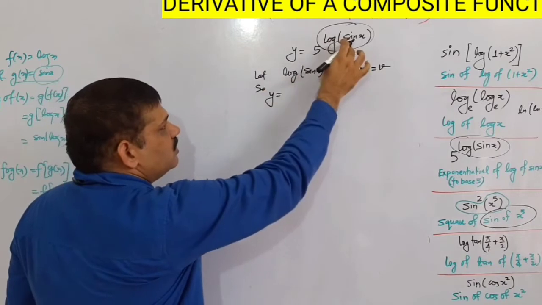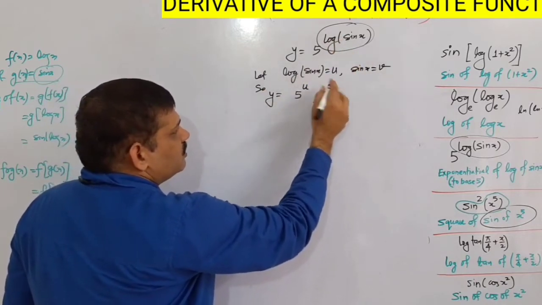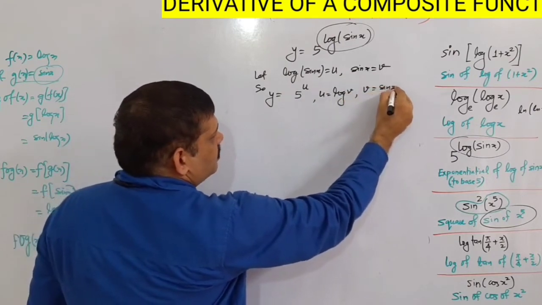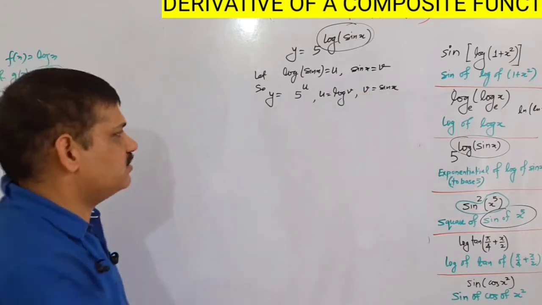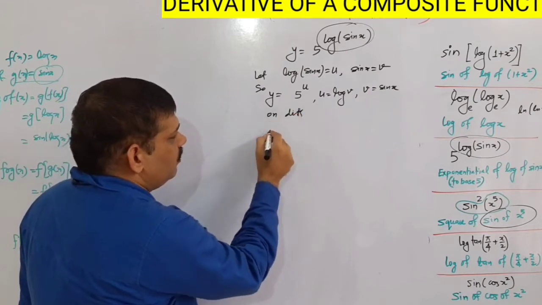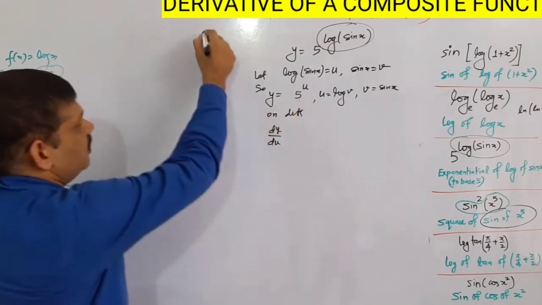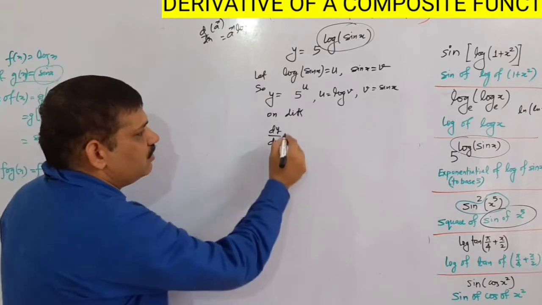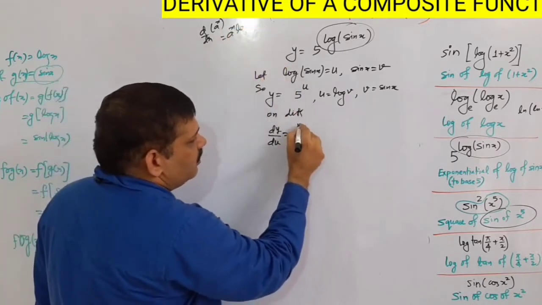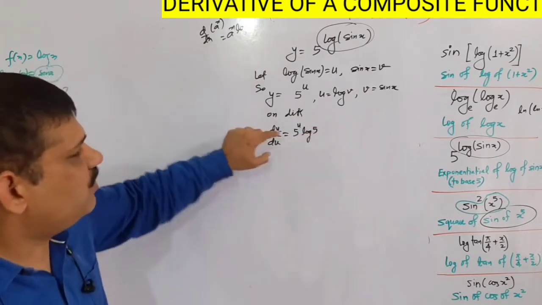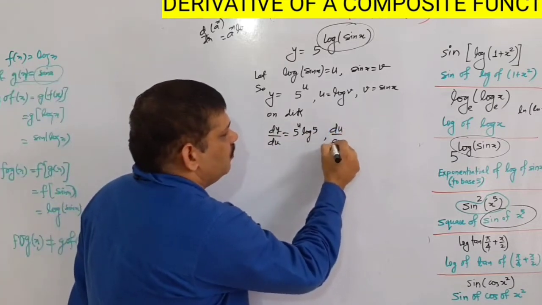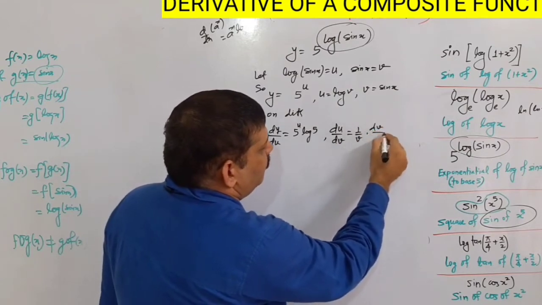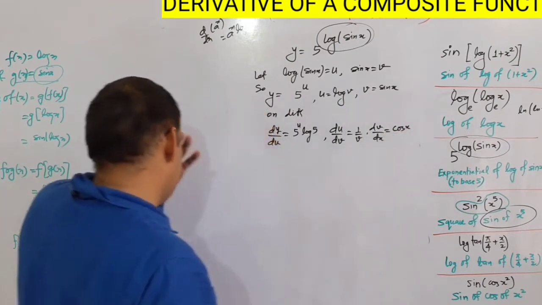So now y becomes 5 raised to u. If I use sine x is equal to v, then u is equal to log v, and v is actually sine x. So y depends on u, u depends on v, and v depends on x. On differentiating, dy by du: the derivative of a raised to x is a raised to x multiplied by log of that constant, log a. So constant raised to a variable is multiplied by the log of that constant. The formula is applied. Now the derivative of u with respect to v: log of a variable gives 1 upon that variable. Now the derivative of v with respect to x: the derivative of sine x is cos x. Now by chain rule.